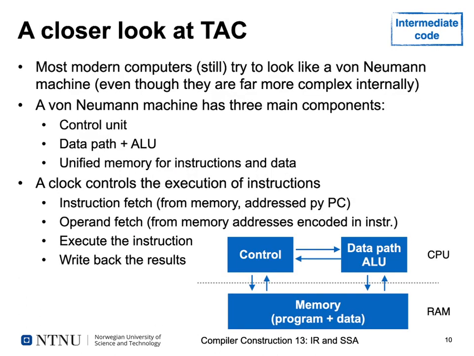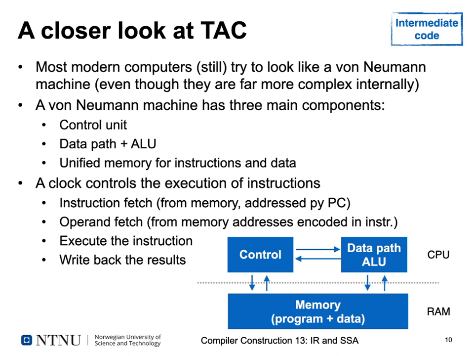So now let's take a closer look at 3 address code. Most modern computers still try to maintain the illusion that they are a von Neumann machine, even though they are far more complex internally. So a von Neumann machine has 3 main components: a control unit controlling the execution, a data path, and an arithmetic logical unit doing the calculations in a machine and the data movements. And finally, an important characteristic of a von Neumann machine is that it has a unified memory for instructions and data. And the instruction execution in a von Neumann machine is executed by a clock.